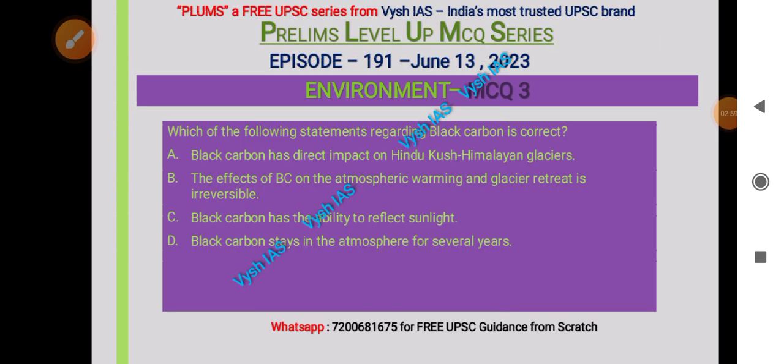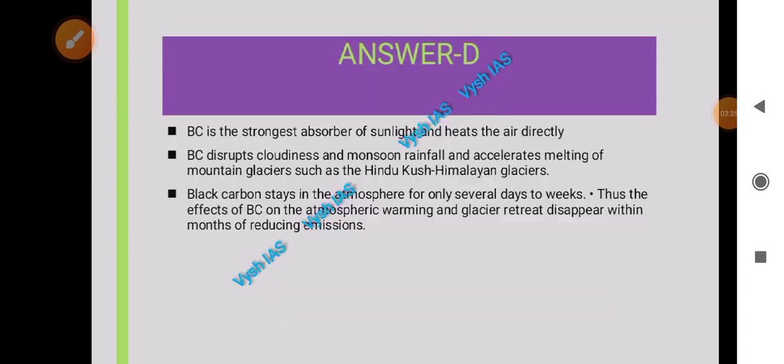Third MCQ. Which of the following statements regarding black carbon is correct? Option A, black carbon has a direct impact on Hindu Kush Himalayan glaciers. The effects of black carbon on atmospheric warming and glaciers are irreversible. Black carbon has the ability to reflect sunlight, and black carbon stays in the atmosphere for several years. So here you have to tell which of these options is correct.